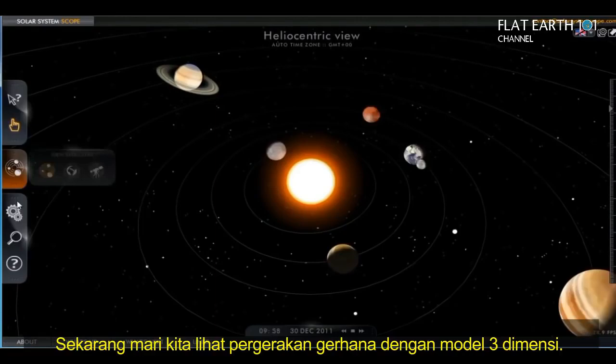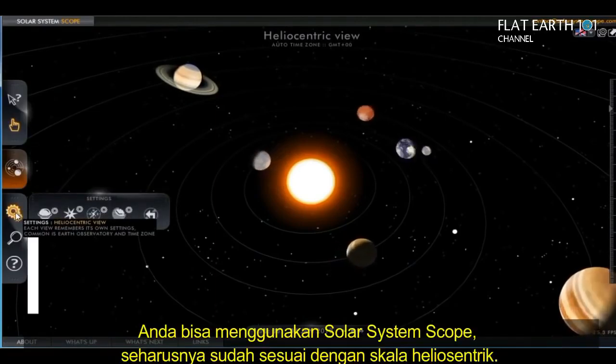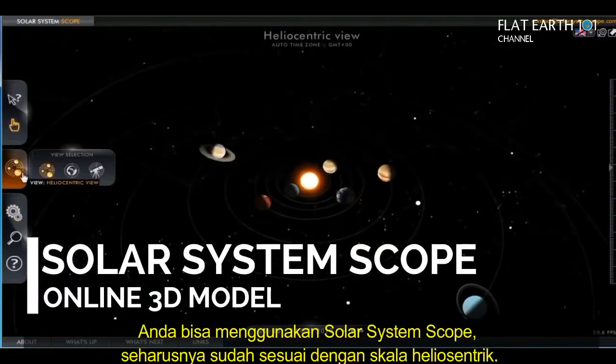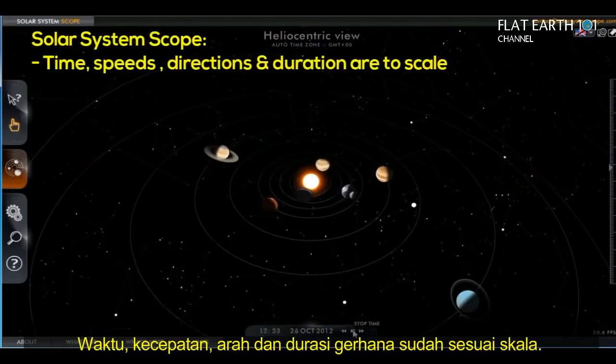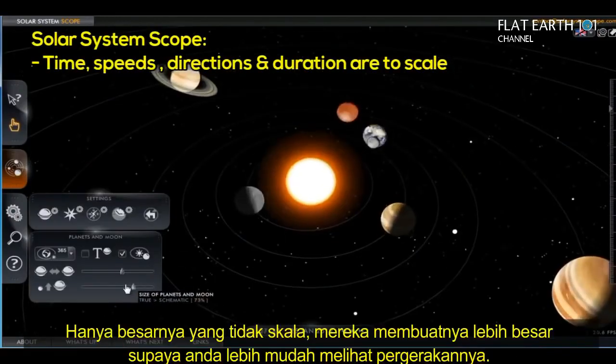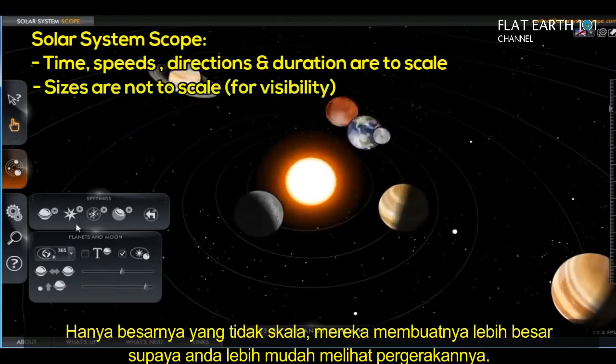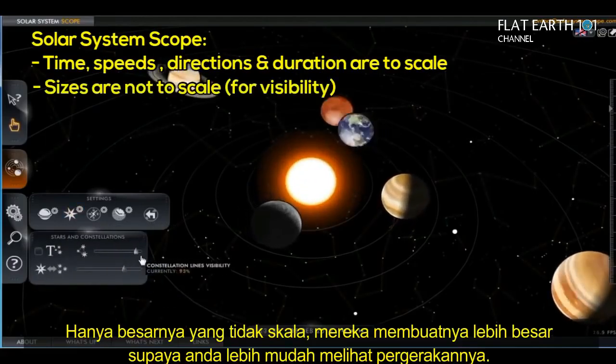Now let's see the eclipse movement with 3D model. You can use Solar System Scope. It's supposed to be correct according to heliocentric model. The time, speeds, directions, and eclipse duration are to scale. Only the sizes are not to scale. They make them bigger to make it easier for you to see the movements.